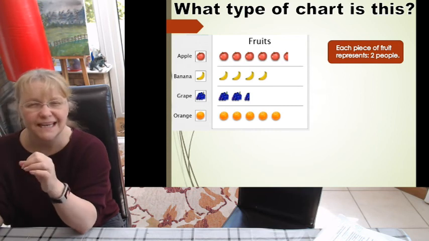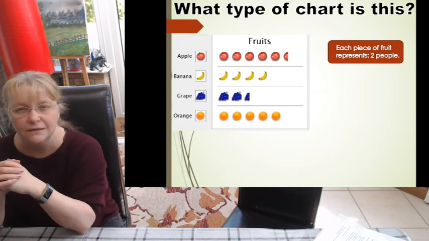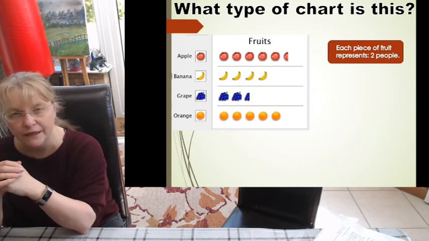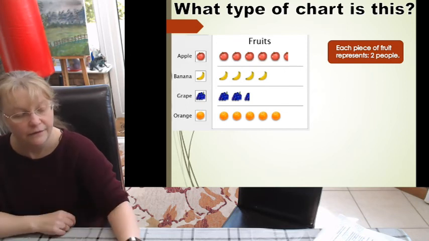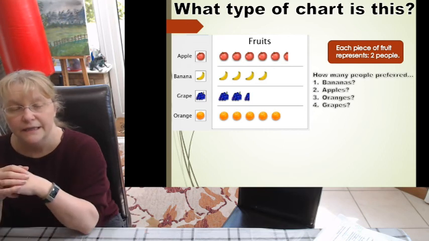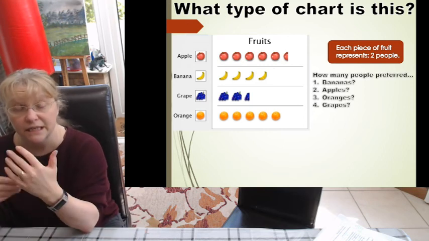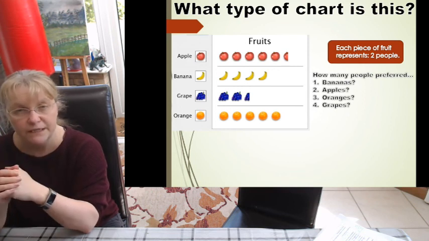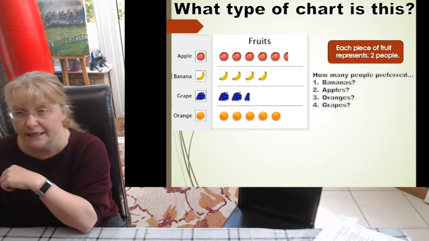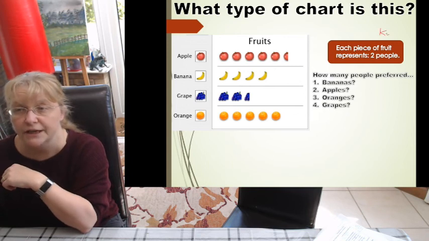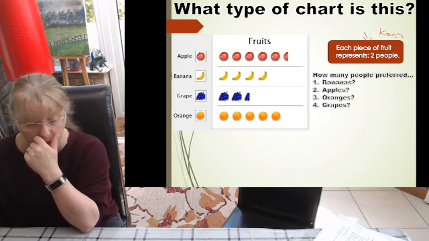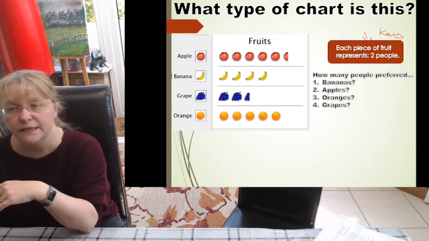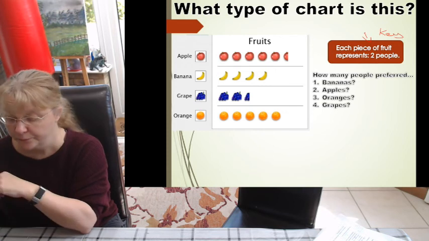So does anyone know what type of chart this is? Might give it away from how it looks, but just have a quick think. Okay, this is a pictogram, and instead of numbers or tally charts, these are shown by different pictures. Now this key is important, just up here, so that's your key, because you have to know what each fruit is worth. And it says up there, a piece of fruit represents 2 people.